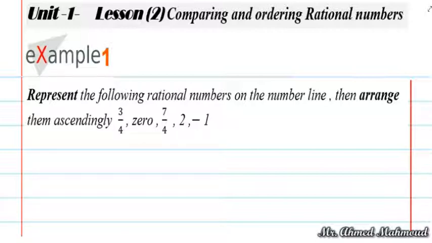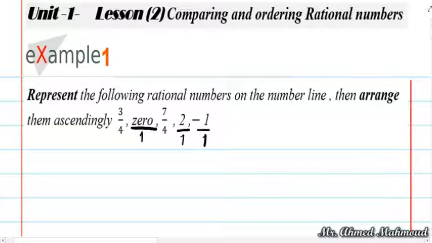For example, the first number is 3 over 4. The second number is 0, which is 0 over 1, as we took before. The third one is 7 over 4. The fourth one is 2 over 1. The fifth one is negative 1 over 1.